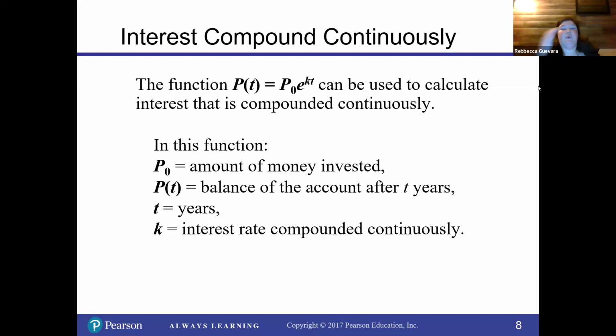So bring this back to continuously compounding interest, we can use something similar for that formula. This is actually pretty much the same formula as we had made before, the PRT. It's just in this case, instead of having A of t, we have P of t. So P of t is your balance in your account after t years. P sub naught is just your principal, so it's the amount that we invested initially. t is going to be in years, and k is your interest rate that we're compounding continuously with.